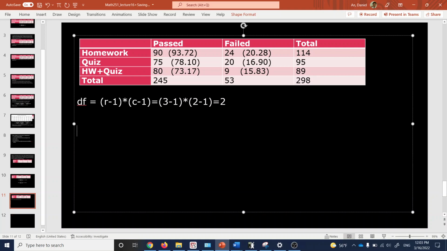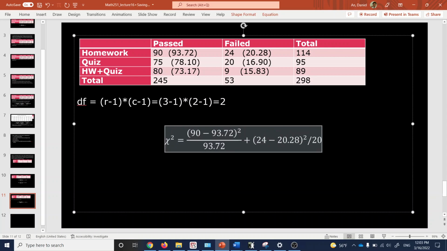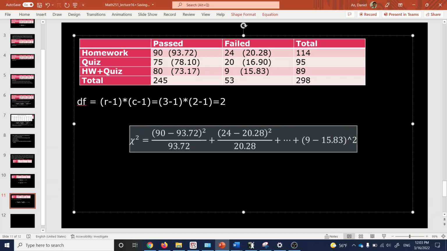Now let's calculate the chi-square test statistic. So chi-squared is equal to, you have to do 90 minus 93.72 squared and divided by 93.72, plus, and then you go to the next one, you do 24 minus 20.28 squared and divide by 20.28, plus you do that until you reach the very end, which is 9 minus 15.83 squared divided by 15.83.